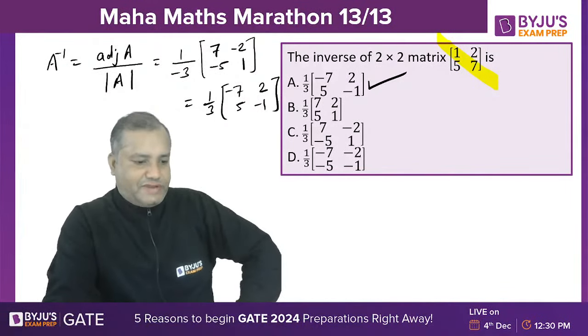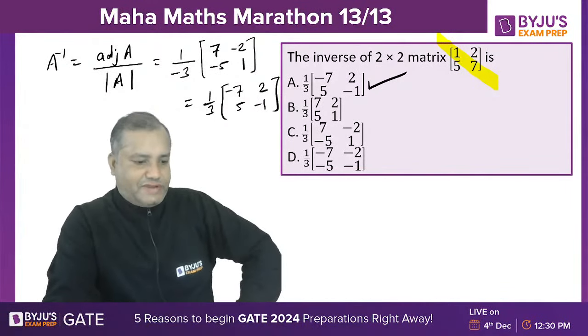Moving to the next. This question is based on calculation of adjoint and inverse for a 2x2 matrix. So till now you were observing the questions from the basics that we have covered earlier. Now moving to the very important topic of the upcoming GATE exam, that is system of linear equations. Students, system means more than one. System of equations means a combination of more than one linear equations.